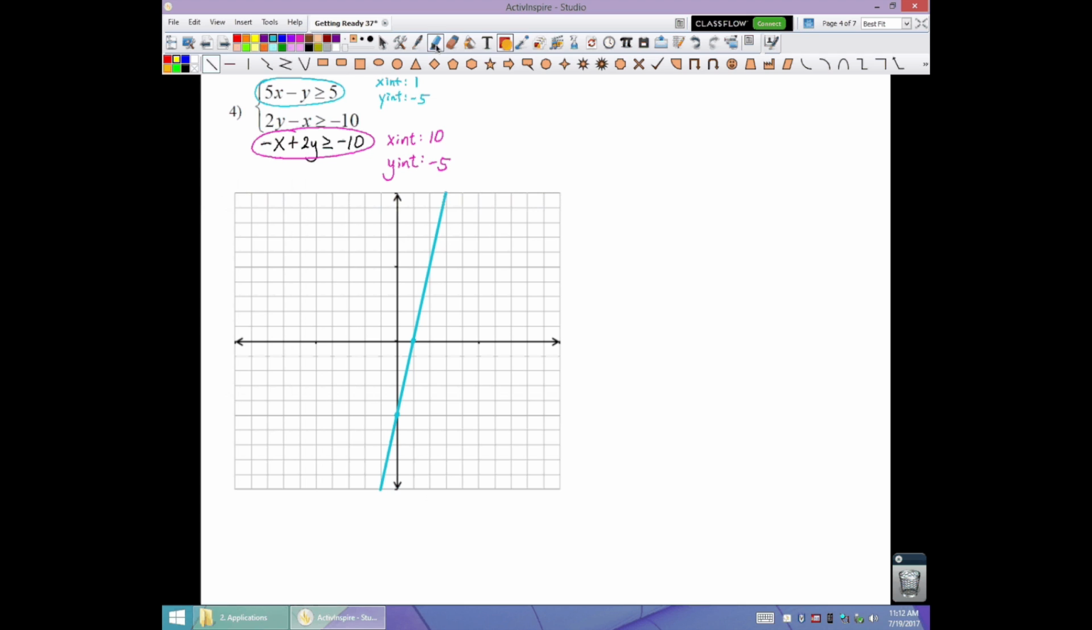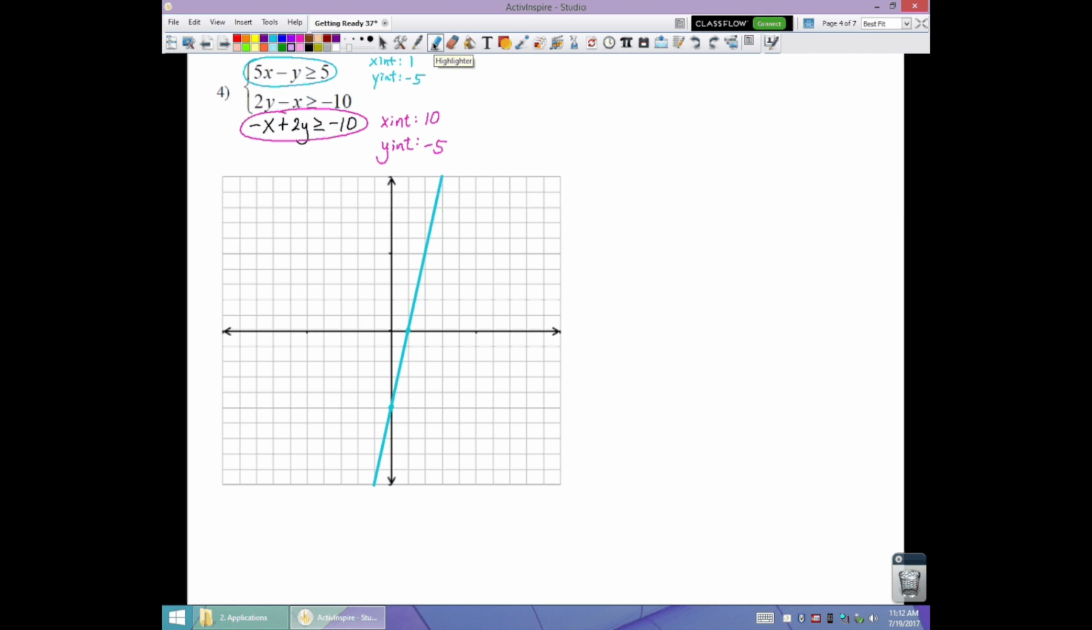Like that, I will shade, well, I don't have the shading yet. So since we are using this intercept method, I need to do the checkpoint. So I'm going to test 0, 0 because it's not on the line to see which way to shade. So 5 times 0 minus 0 is greater than or equal to 5. 5 times 0 is 0 minus 0. So 0 greater than or equal to 5. That's false. So I cannot shade the 0, 0 for this blue line. That means I need to shade everything below the line.